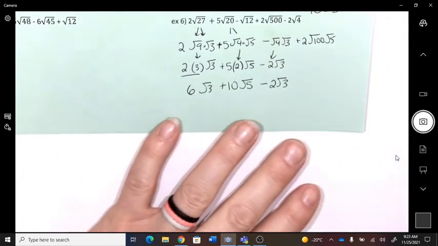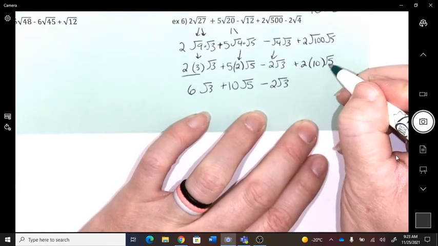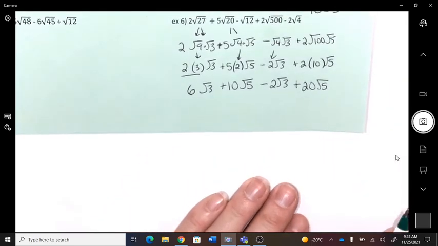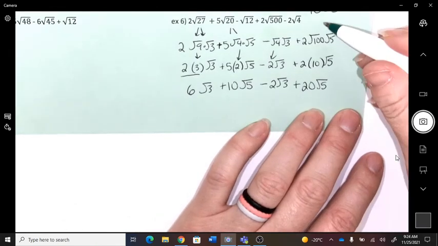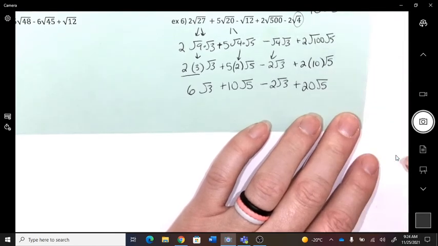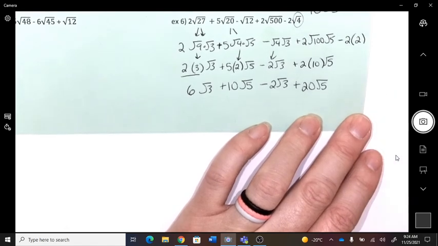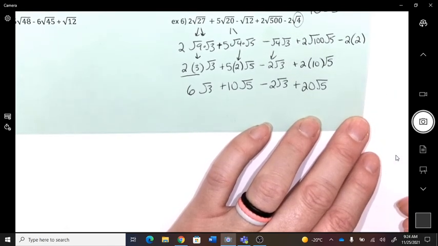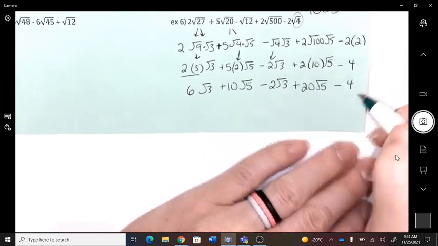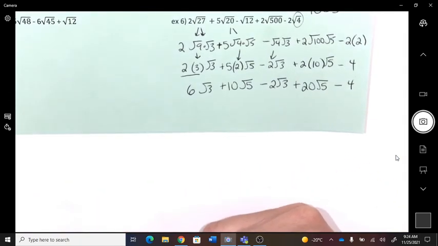Okay, so the root 100 is going to turn into a 10, which will be 20 root 5. And what do you want to do with this? What is root 4? Root 4 is the whole number 2. So that would turn into a minus 4. Now there's no radicals on that because the radical part all broke down.